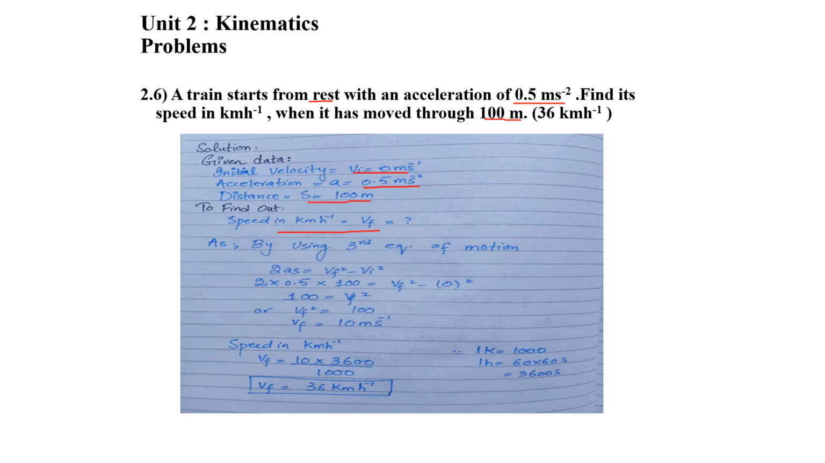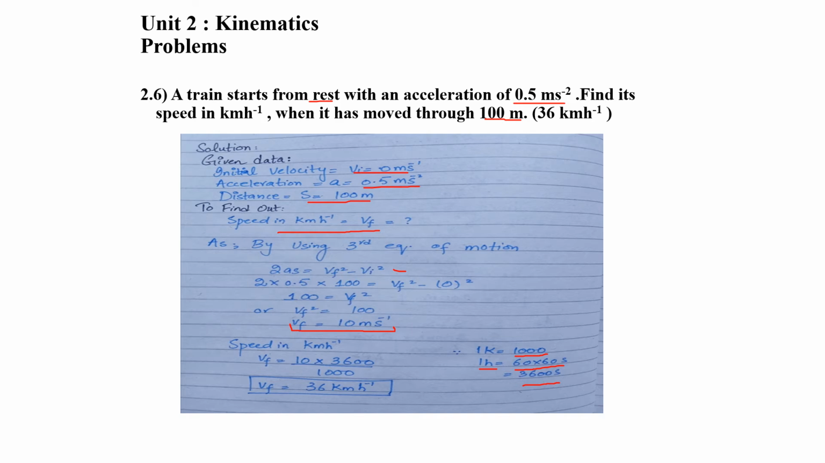Simply we will use the third equation of motion. 2as is equal to vf square minus vi square. Just put in the values and we will get the final velocity equal to 10 meter per second. Now we have to convert this speed into kilometer per hour. We know that in 1 kilo there are 1000 meters, and in 1 hour, in 60 minutes times 60 seconds, it gives you the answer 3600.